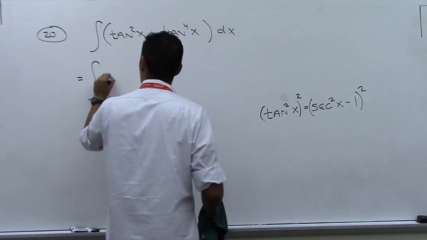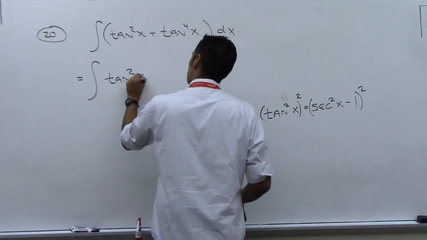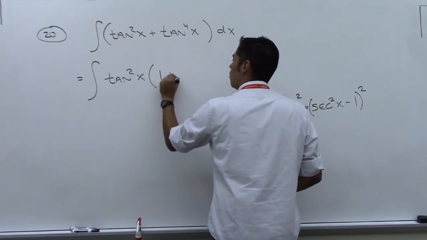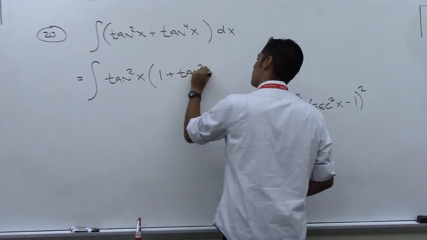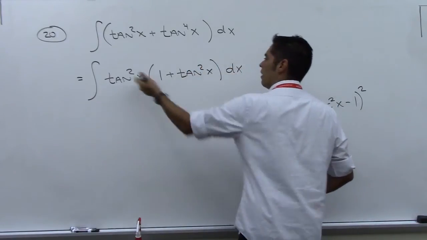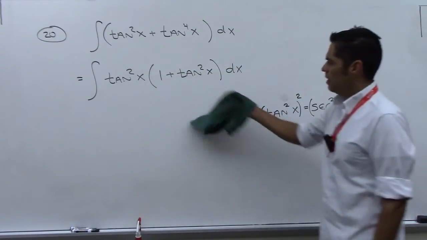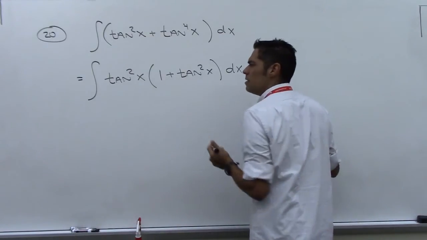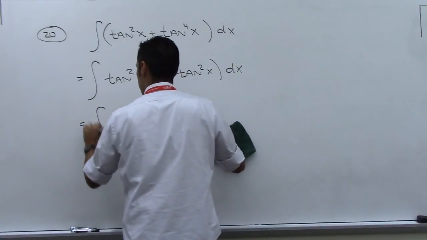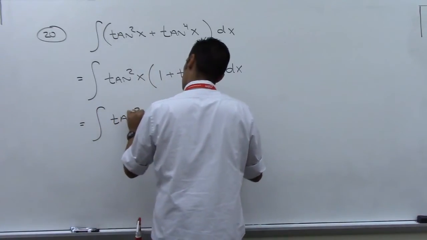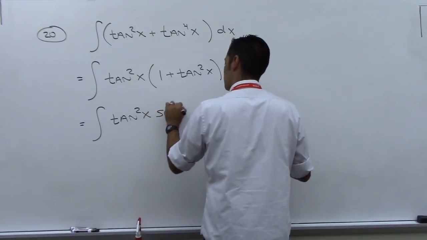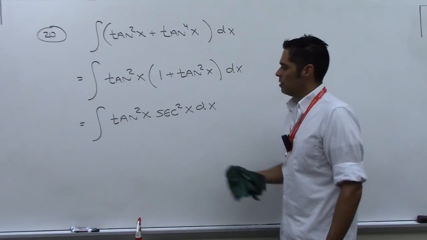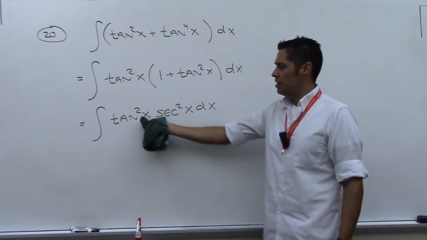Let me factor out a greatest common factor. Tangent squared x is a common factor. Get 1 plus tangent squared x here. So if I distribute this, I get that. But wait a minute. Tangent squared x plus 1 is secant squared x. Maybe this will help. Tangent squared x times secant squared x dx. So just replacing this with secant squared x. And now I have a tangent and secant appearing together.